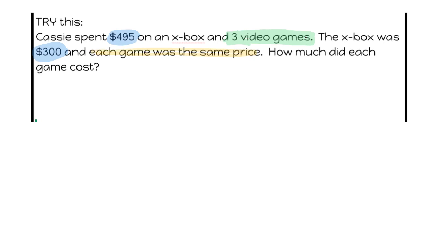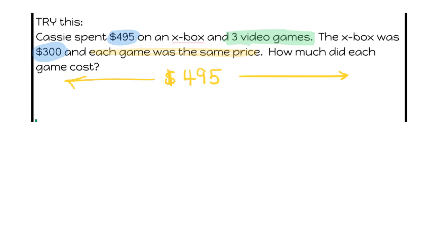Okay, so I'm going to draw a little sketch for myself so I know what's going on here. Cassie spent, oh, I'm not writing with a pen. Let's try that with a pen. Cassie spent $495 total on Xbox and 3 video games.